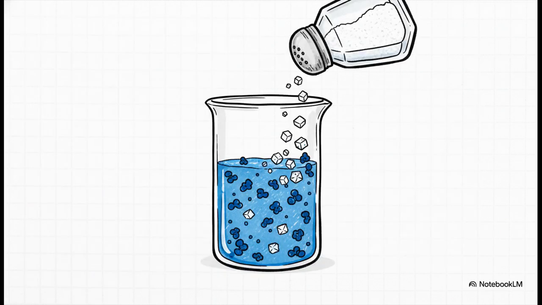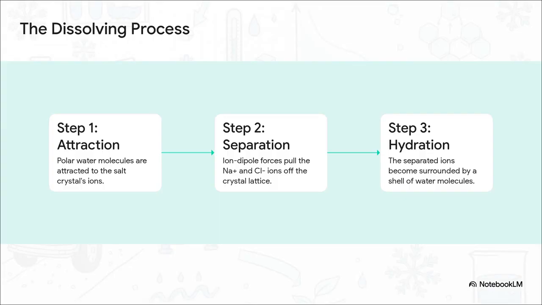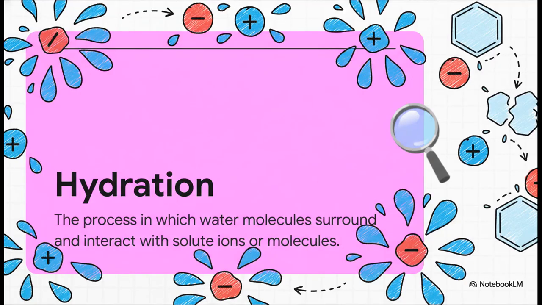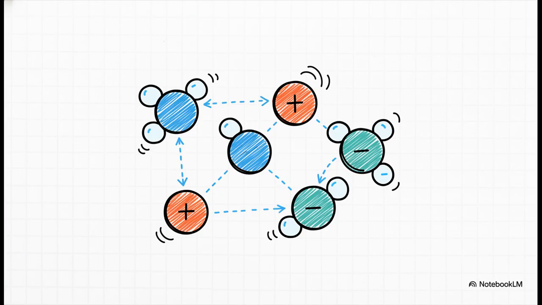Okay, now let's introduce our disruptor, good old sodium chloride, or table salt. Water molecules, being polar, literally pull the sodium and chloride ions right off the salt crystal. And these ions don't just wander off, they get completely surrounded by water molecules. That's hydration. So now you've got these hydrated ions just getting in the way, blocking water molecules from linking up.